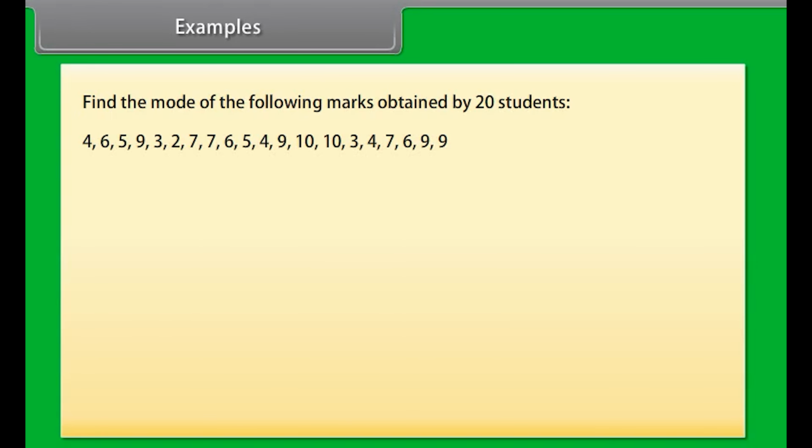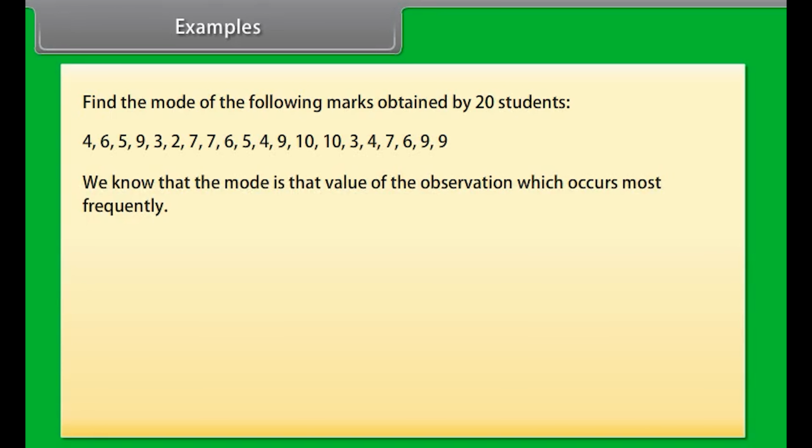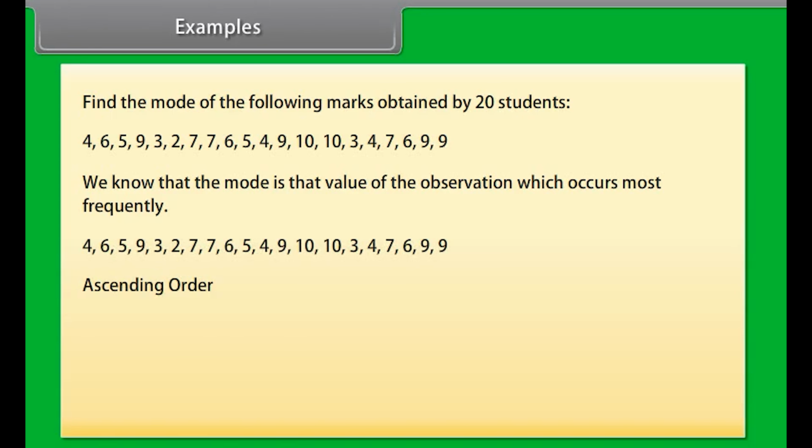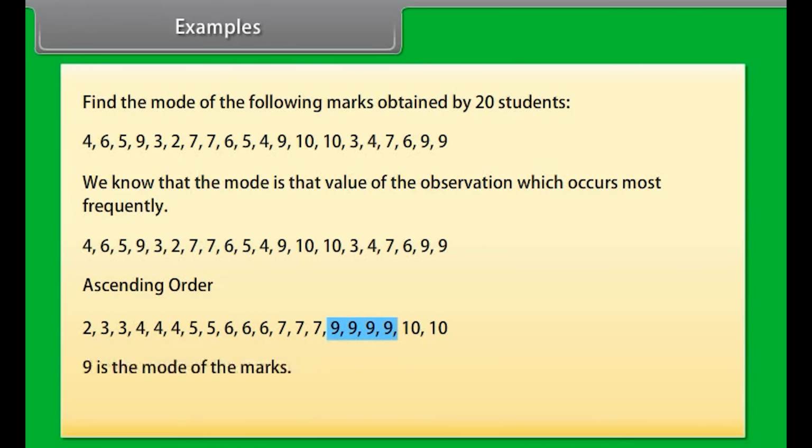Find the mode of the following marks out of 10 obtained by 20 students. We know that the mode is that value of the observation which occurs most frequently. Let's arrange these marks in ascending order. We can see that 9 is occurring more frequently. So we can say that 9 is the mode of the marks.